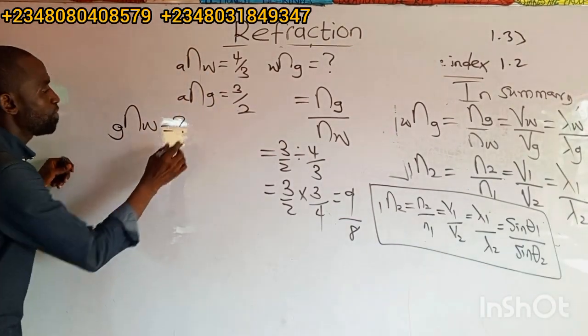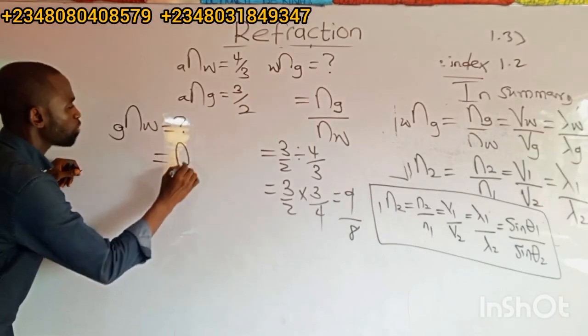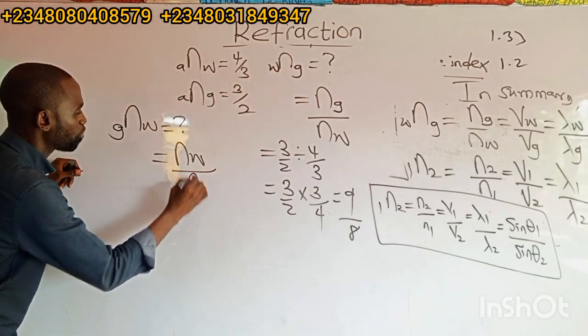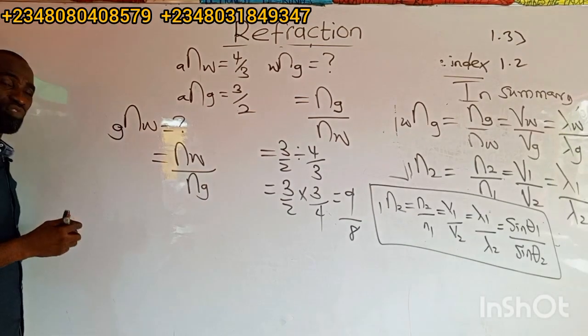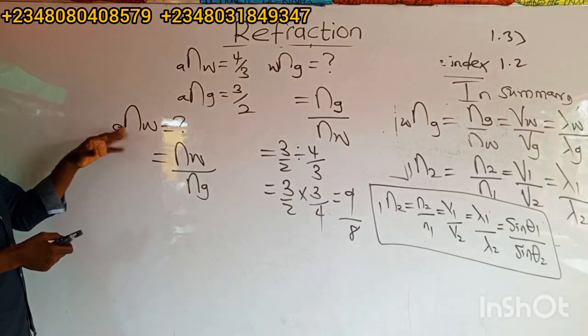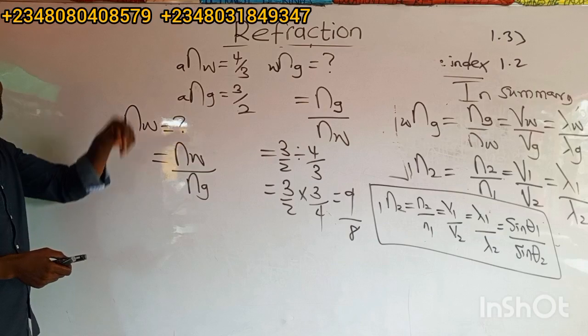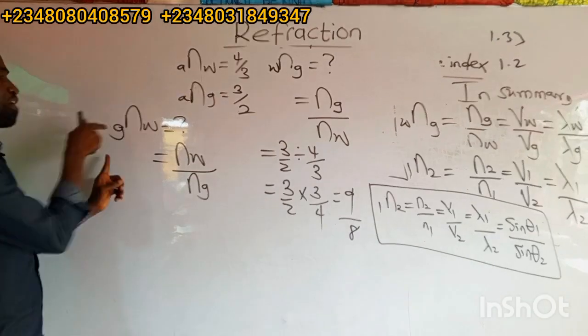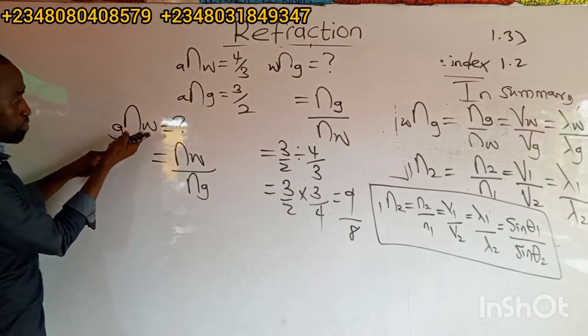This will be equal to the refractive index of water all over that of glass. Take note: if you want to define refractive index in terms of absolute refractive index, it is second all over first. Okay, second all over first.